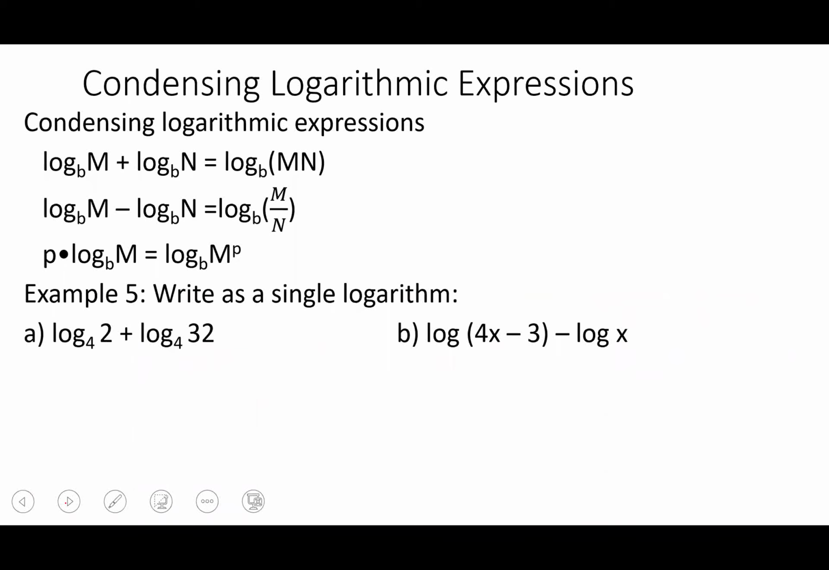Now we're going to go backwards. If we start with 2 logs and they're added, we can put them together and multiply. If they're subtracted, we can put them together and divide. So pulling this together, this becomes the log base 4, and I have 2 times 32. Now, since those are both numbers, I can go ahead and multiply them.